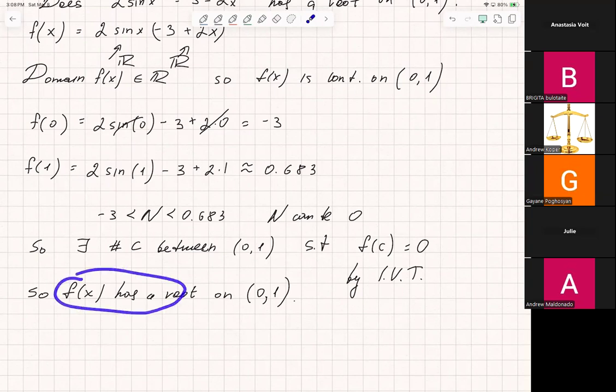Okay, so this is essentially what the question was asking. Do we have a root? Yes, we do have a root, because n can eventually be 0, since it's between -3 and positive 0.683. So it will definitely cross the x-axis at some point, right? So we have a root there. Okay, so that's I think all I have for you.